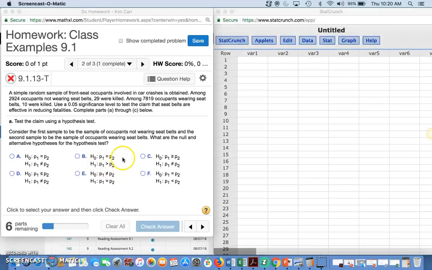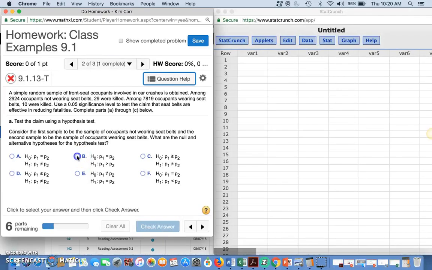Okay, our population 1 are the front seat people that are not wearing. So we need for that to be higher than the second one. So the second one is where they're wearing the seat belt. So we got to be sure we choose that correctly.